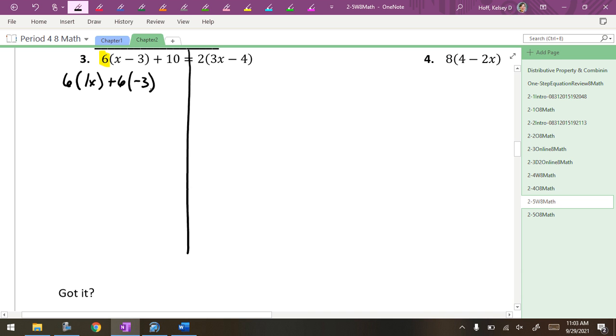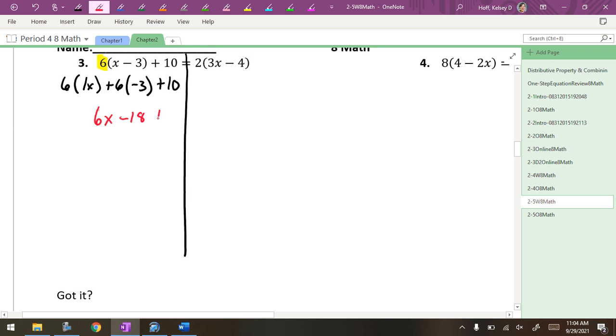Okay, what do I do with that 10? Just drag it straight down. Go plus 10. Stay on the left side. 6 times 1x, 6x. 6 times negative 3. And then same thing, bring down the 10. What should my next step be on the left side?